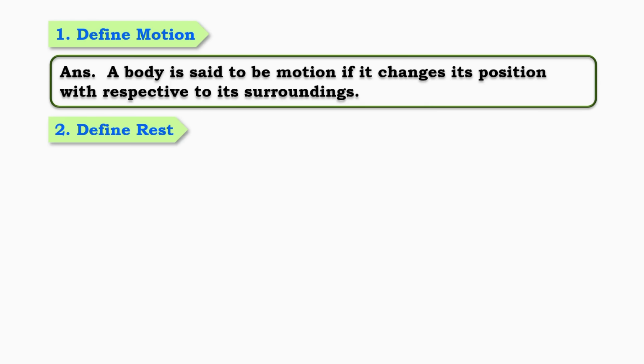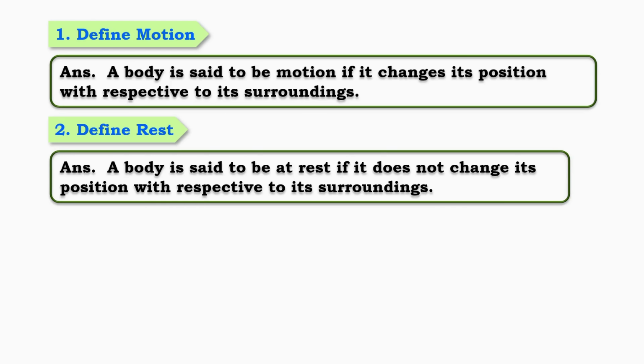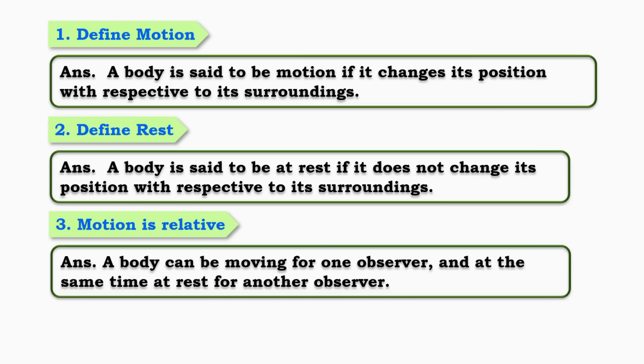Define rest. A body is said to be at rest if it does not change its position with respect to its surroundings. So, if there is no change in position relative to the surroundings, the object is considered to be at rest. Motion is relative. A body can be moving for one observer and at the same time at rest for another observer. This shows that motion and rest depend on the observer and the reference point chosen.